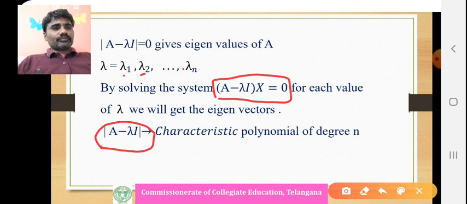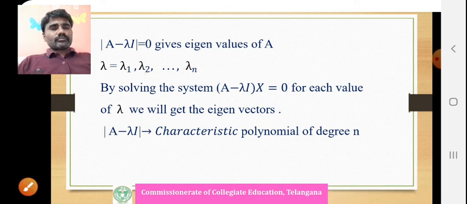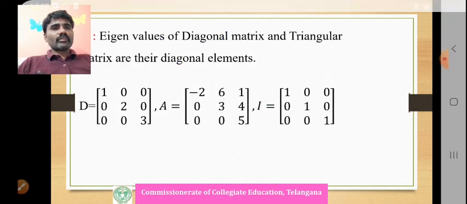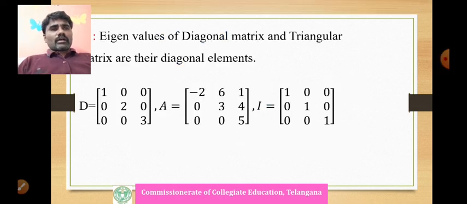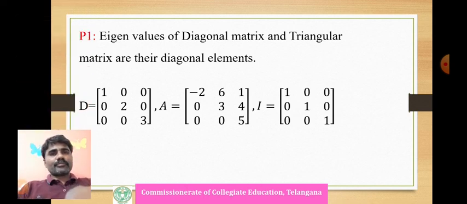Now we will discuss the properties. The eigenvalues of a diagonal matrix or triangular matrix are their diagonal entries only. That means if D is a diagonal matrix with diagonal entries 1, 2, 3, then its eigenvalues are given by its diagonal elements only.